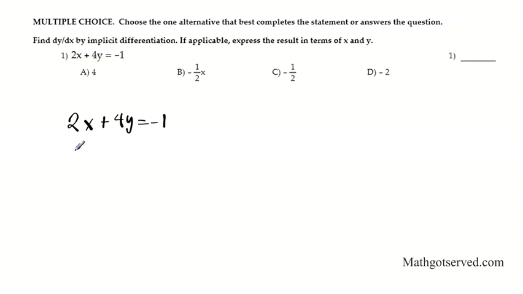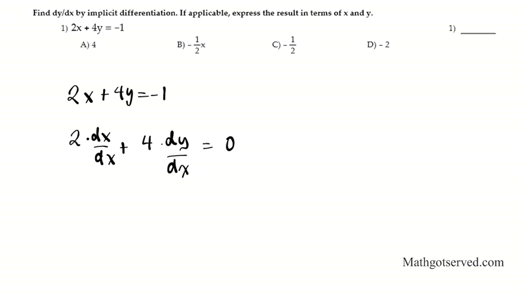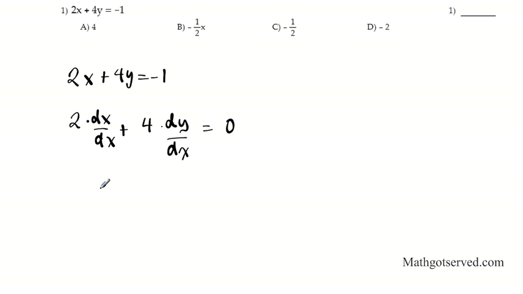The derivative of 2x using the power rule is simply going to be 2 times dx/dx. And if you differentiate 4y with respect to x, it's going to be 4 times dy/dx. And then using the constant rule to differentiate negative 1, you're going to have 0. Now, dx/dx is simply 1, so you're going to have 2 plus 4 dy/dx equals 0.